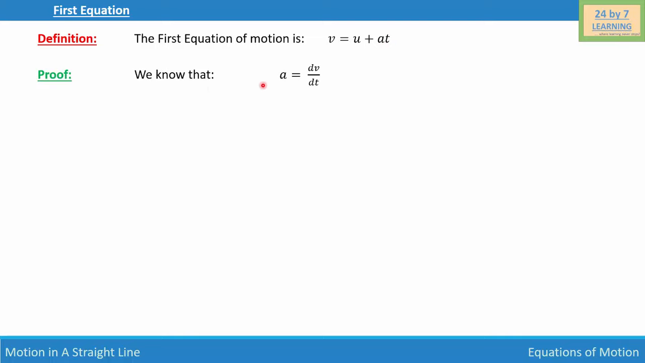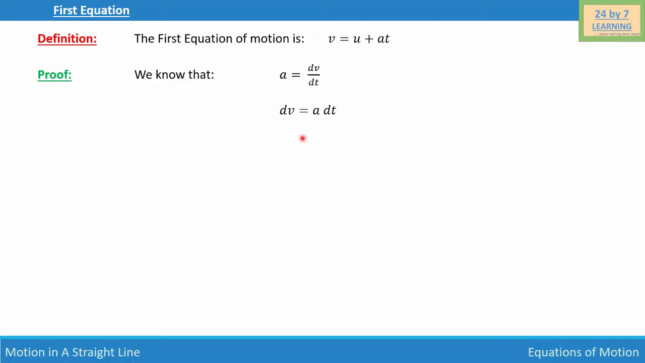So we know that a is equal to dv over dt, where a is the acceleration, which is basically an instantaneous acceleration. So what I'm going to do is cross multiplication, and if I do that, I will write dv is equal to a dt.